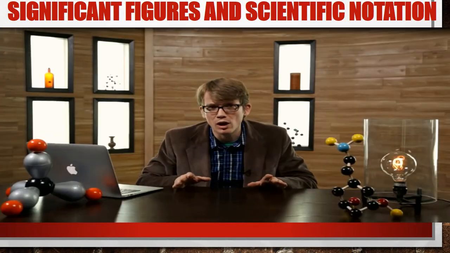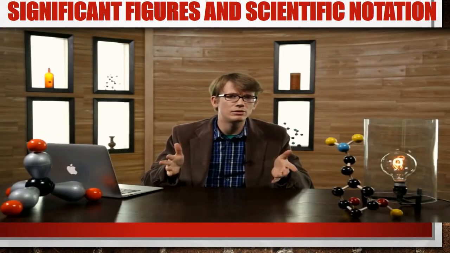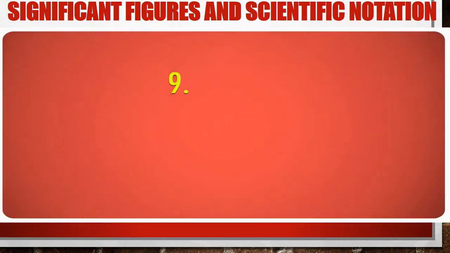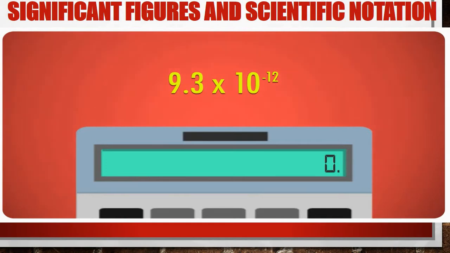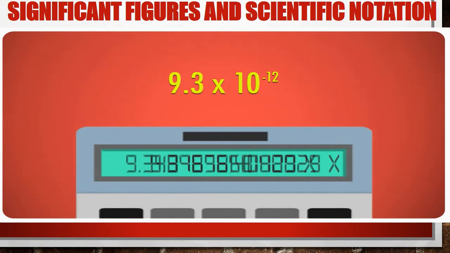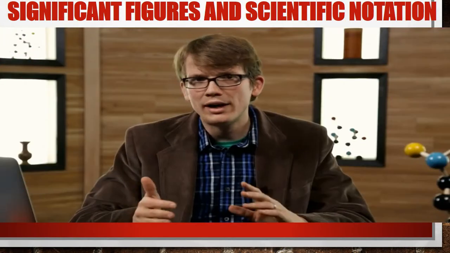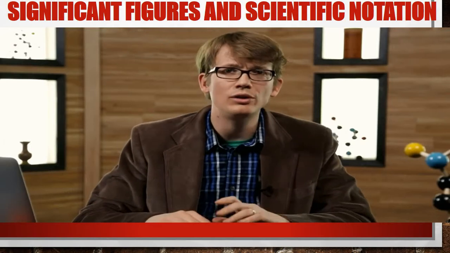But if you had been following along with your calculator, you might maybe have noticed something interesting. I said 9.3 times 10 to the negative 12th when your calculator probably said something like 9.3487658140029 times 10 to the negative 12th. So why, when I had so many more numbers to give, did I only give 2?